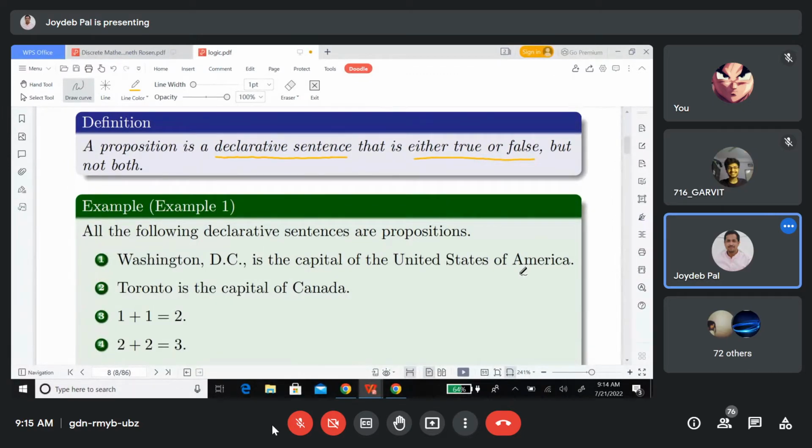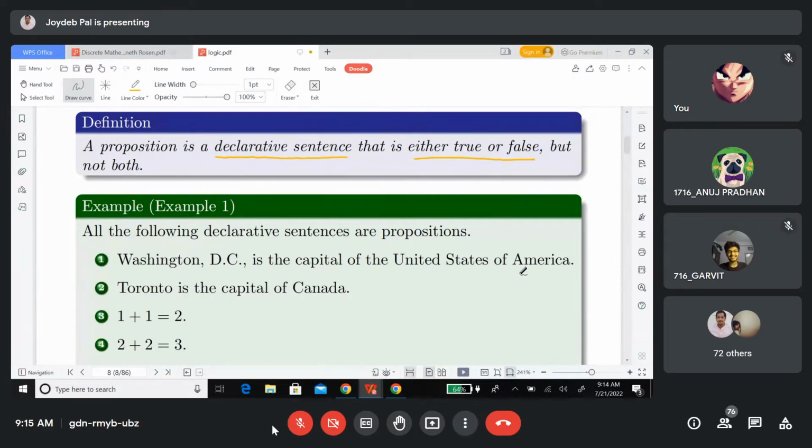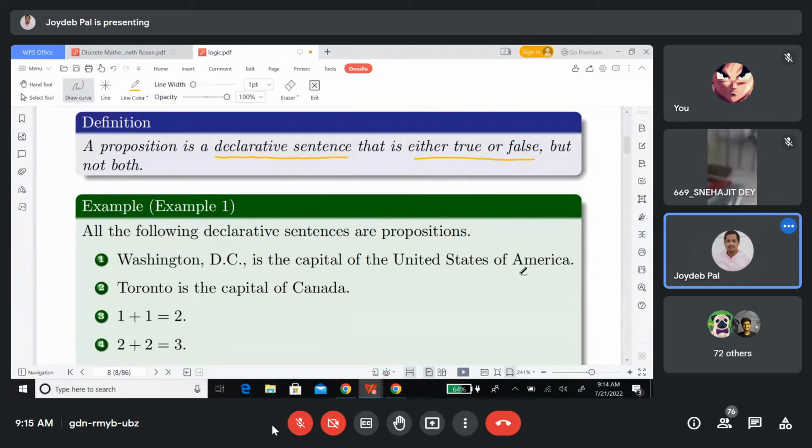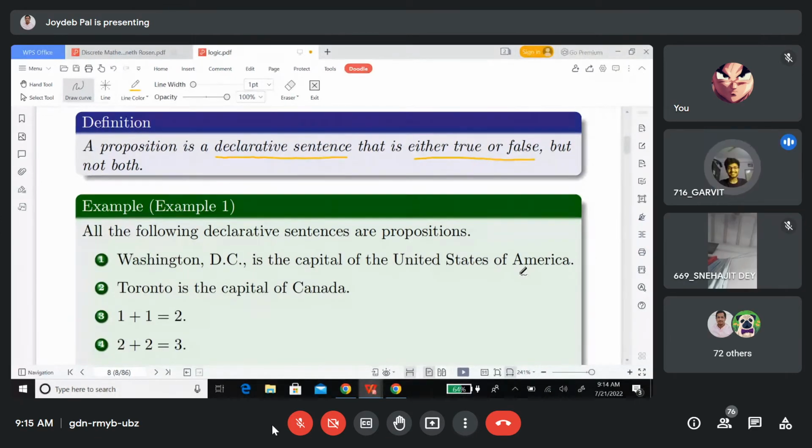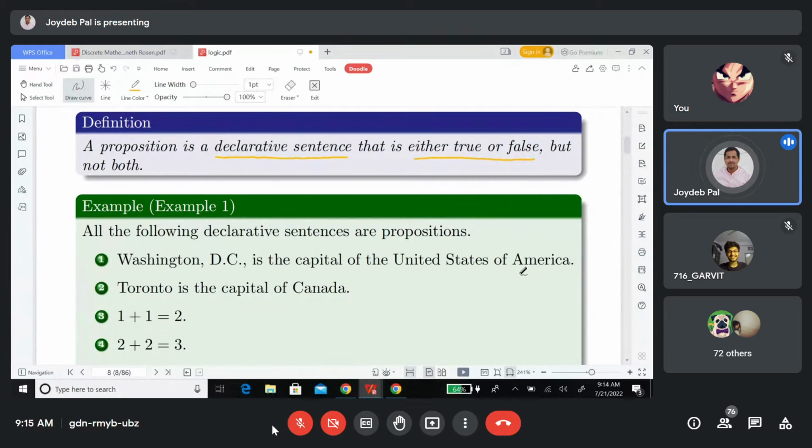Yes, sir. So the first criterion, it passed. Now the second criterion: whether it is true or false. True. If you have sufficient general knowledge, then you can tell whether it is true or false. It means we can judge that it is either true or false.